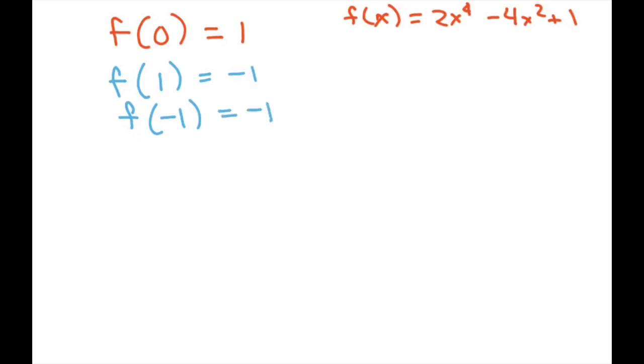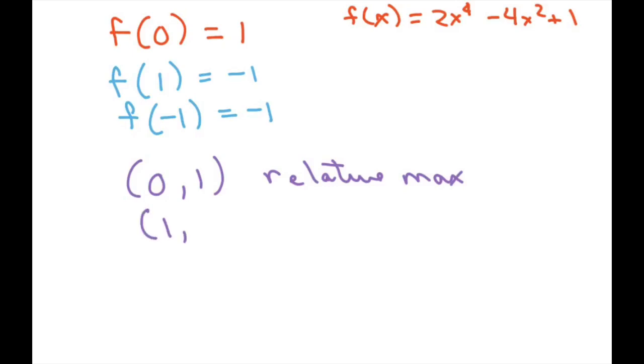So basically our points are going to be 0, 1, which is our y-intercept. This is going to be a relative max. And then 1, negative 1 is a relative minimum. And so is negative 1, negative 1. That's going to be a relative minimum. All right. So this part was worth 3 points.